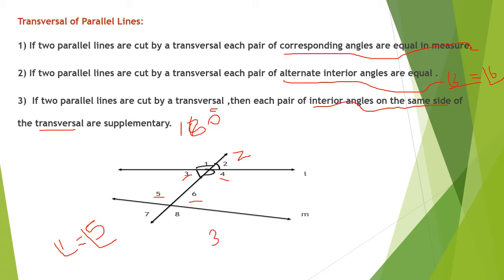Angle 4 plus angle 6 is equal to 180, because it is an interior angle, that too on the same side of a transversal. Understood, children? This is a condition. So these conditions we are going to apply in the problems.